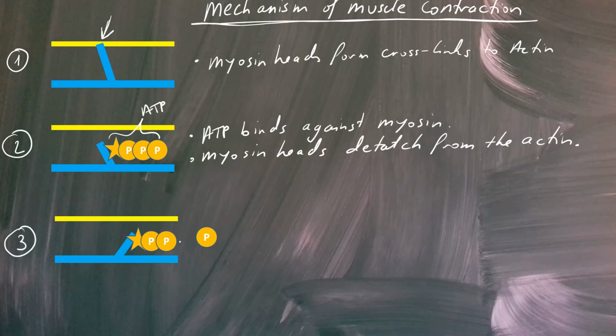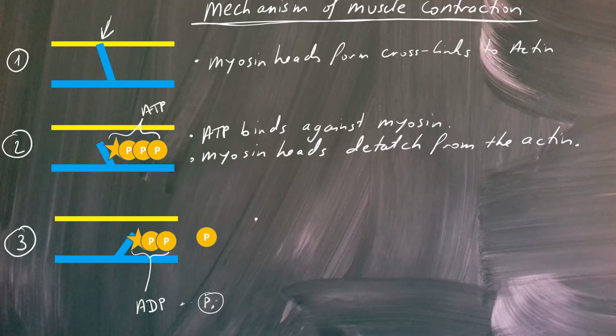What happens here? We're splitting off one phosphate, and when we're splitting off one phosphate, we are releasing energy. What's left over is known as adenosine diphosphate, and we have a Pi. The Pi stands for inorganic phosphate. Chemists and biologists simply use Pi as an abbreviation for inorganic phosphate.